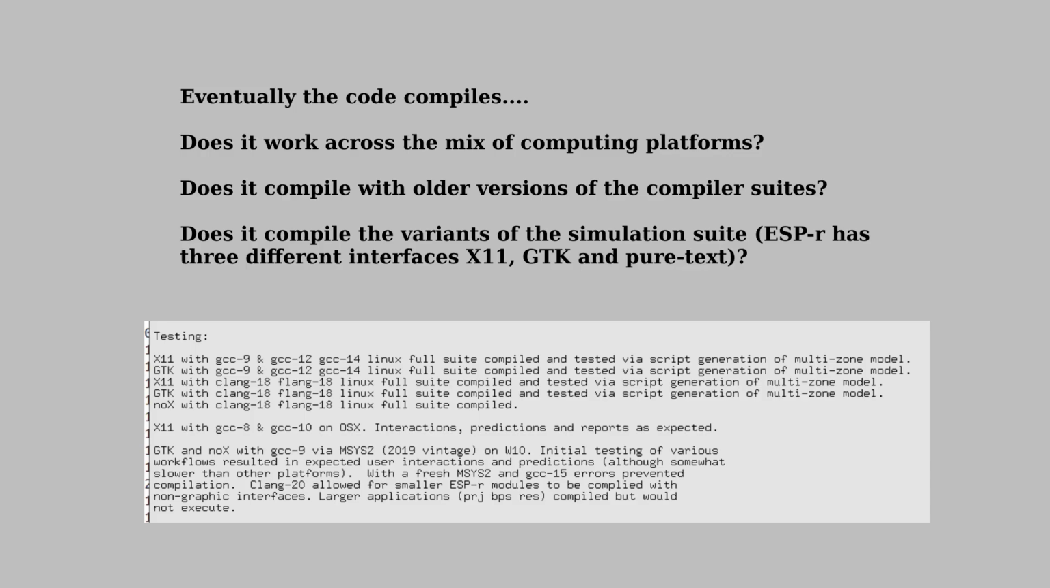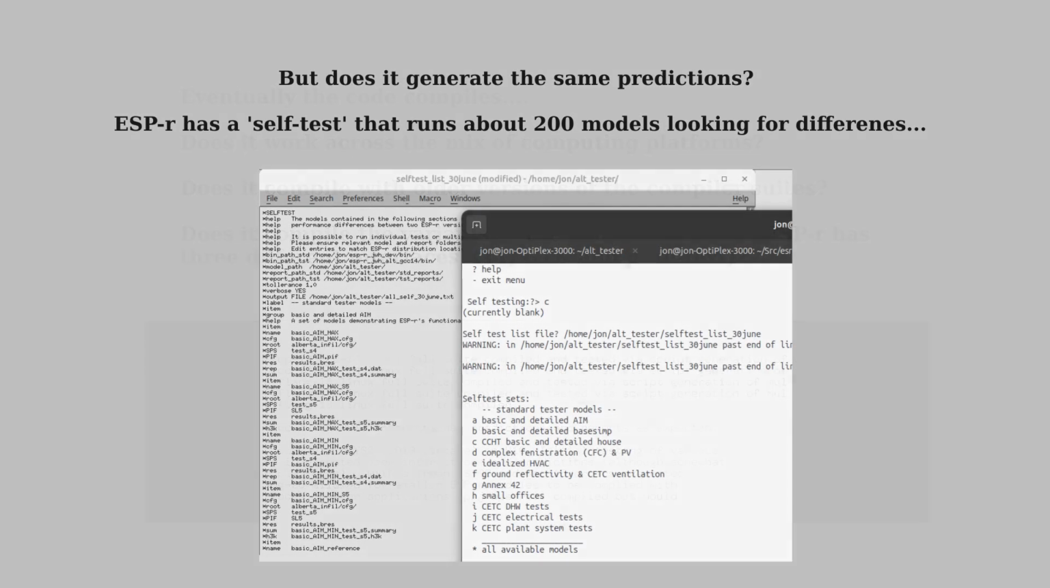Does it compile with older versions of compilers? Because some developers are still working on older computers. In the case of ESP-r, there are actually three different user interfaces. Does it still actually compile and work with these? So, quite a matrix of variants to get through. And once that matrix has been explored, comes a rather important question for a numerical simulation tool. Does it give the same predictions?